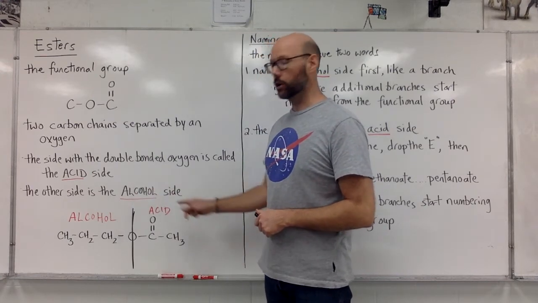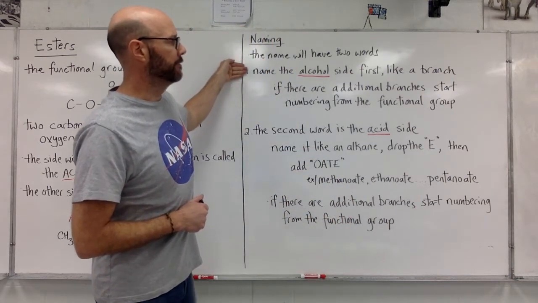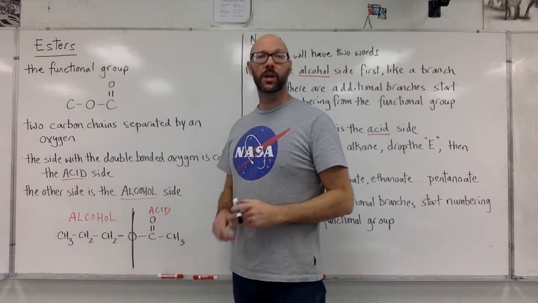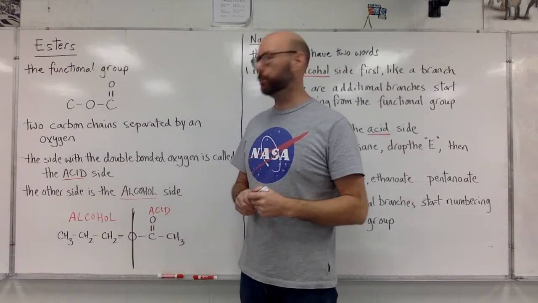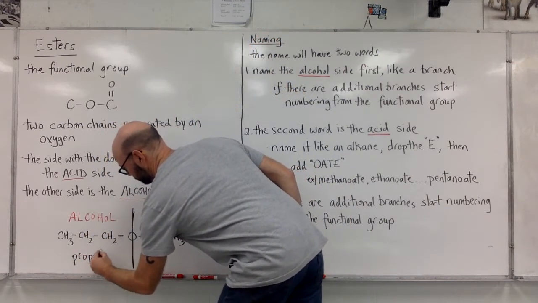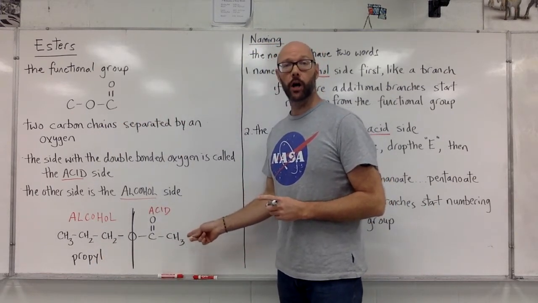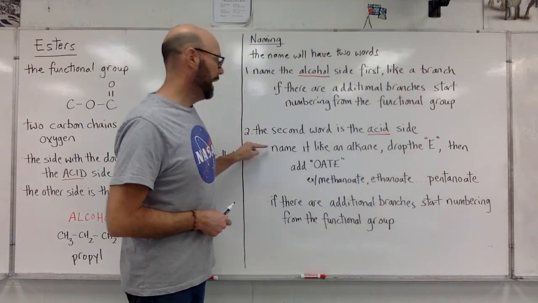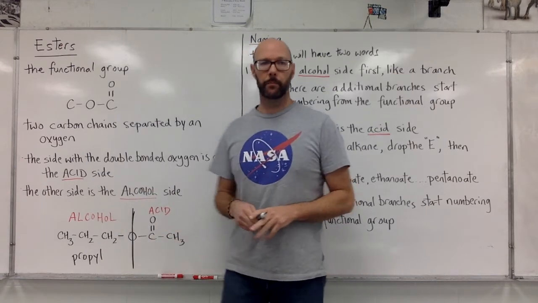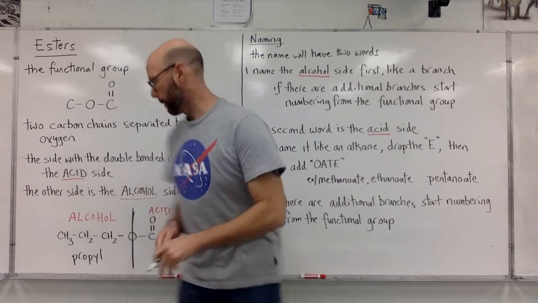We identified the alcohol and the acid side already. We're going to name the alcohol side first, like it was a branch. 3 carbons is prop, but like a branch, propyl. Then we do a separate word for the second carbon chain. Name it like an alkane. This one has 2 carbons in it, so that would be ethane, and then we're going to put on OATE: ethanoate.